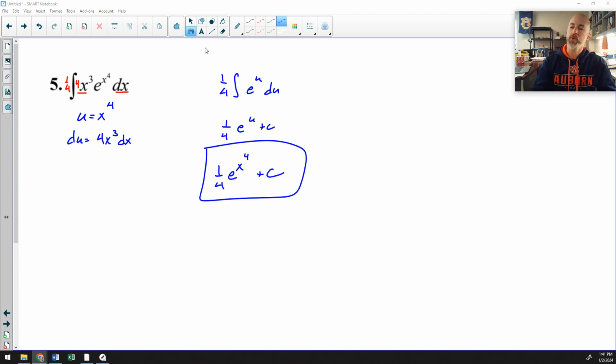So we again had a situation where my du was 4x cubed, and I was missing the 4. So I put a 4 and a 1/4. After substitution, it ends up being very nice. The antiderivative of e to the u is e to the u. Replace the u with x to the 4th, and don't forget the 1/4 in front comes along for the ride.